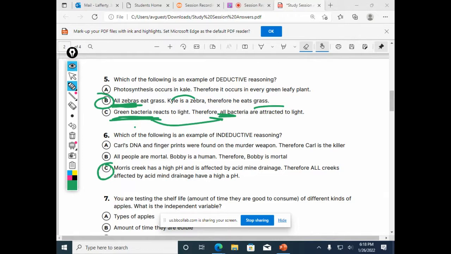And then we have all people are mortal. Bobby is a human, therefore Bobby is mortal. That is saying that everybody is mortal. So I'm going to take all of this evidence and I'm going to say this one person is also mortal. Good job, guys.